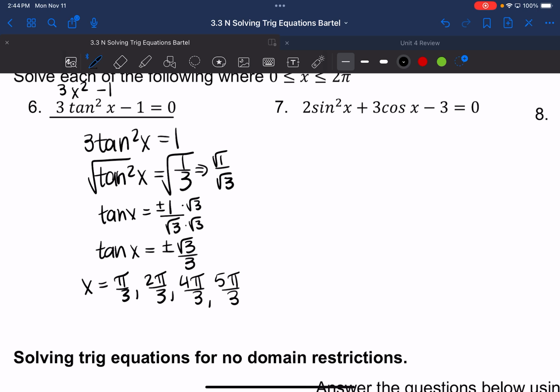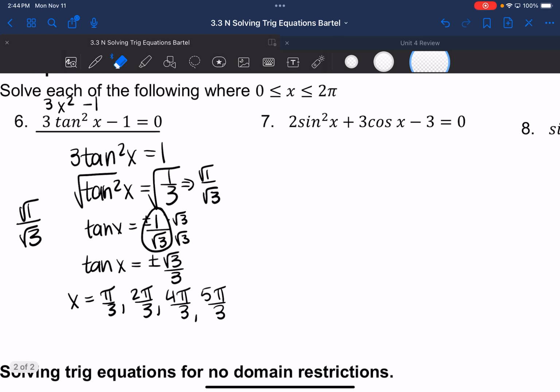The reason this one has 4 instead of 2 is why? Plus or minus. We're considering all 4 quadrants, not just the positive or just the negative. So we said originally it came from 1 over square root of 3, which is the same as square root of 1 over square root of 3. So if I were to bend this finger, we'd have 1 here and 3 here. So that's where it came from.